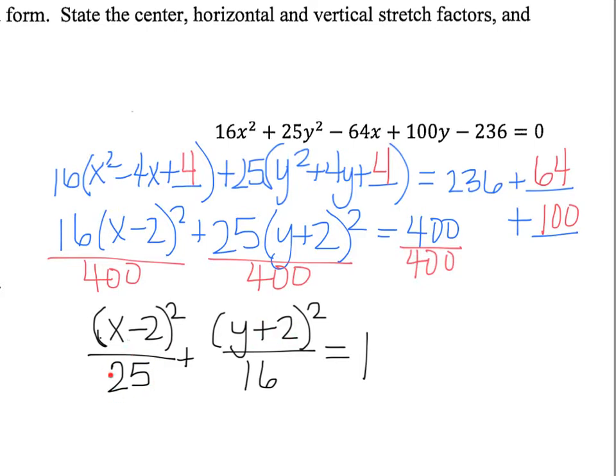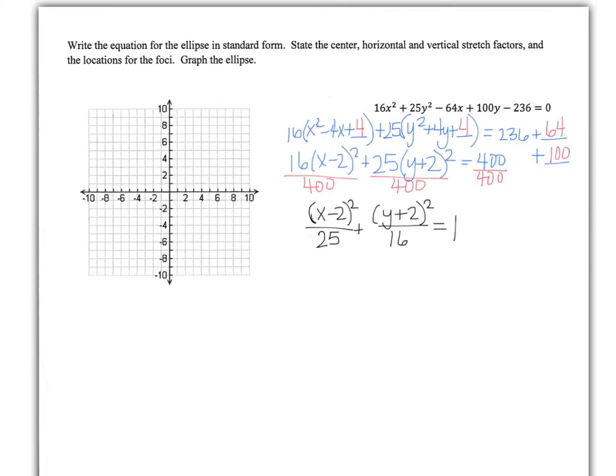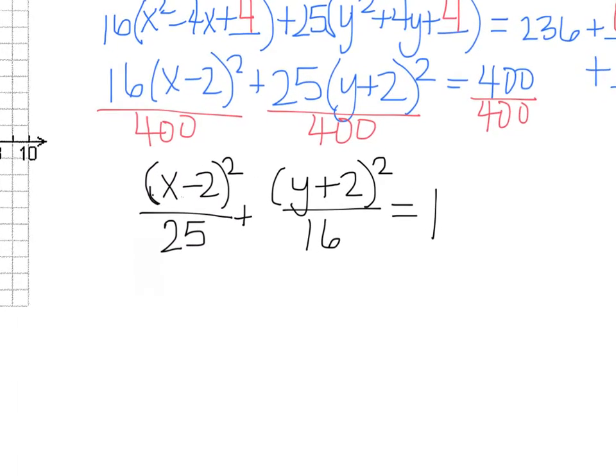Horizontal stretch factor, 5. Vertical stretch factor, 4. Let's write that down. Remember, with the directions up here, we need to state the center, the stretch factors, then we'll find the foci. We'll graph it in between all of this as well. So my center will be located at 2, -2. Opposite from parentheses. 2, -2. That's where my center will be.